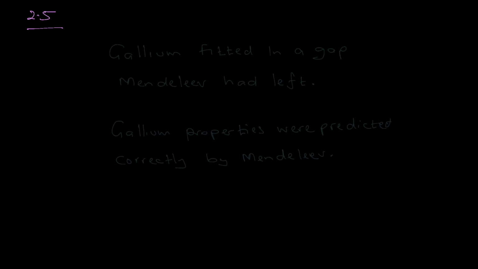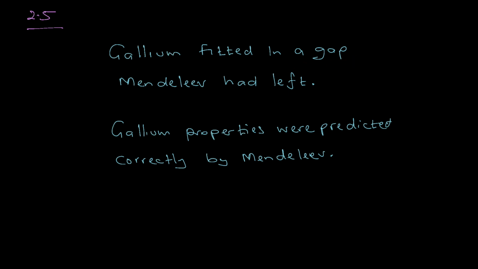Question 2.5. Gallium was discovered 6 years after Mendeleev published his periodic table. Give 2 reasons why the discovery of gallium helped Mendeleev's periodic table to become accepted. Gallium fitted in a gap Mendeleev had left. Gallium's properties were predicted correctly by Mendeleev.